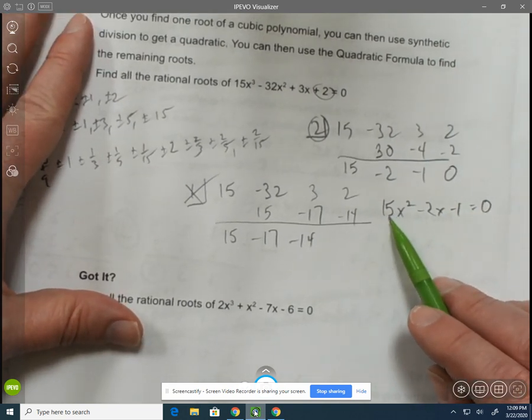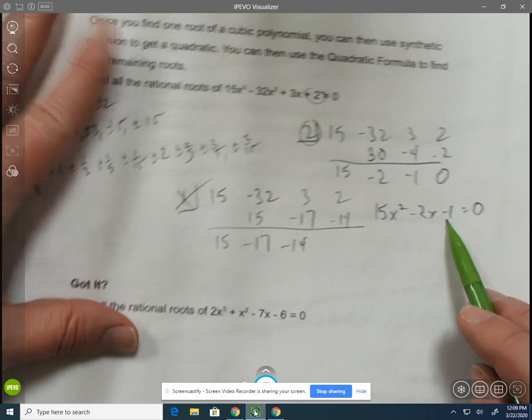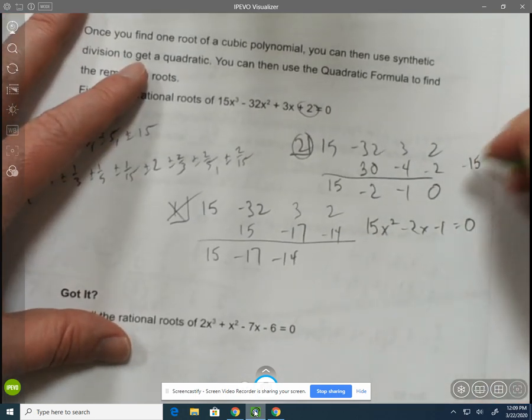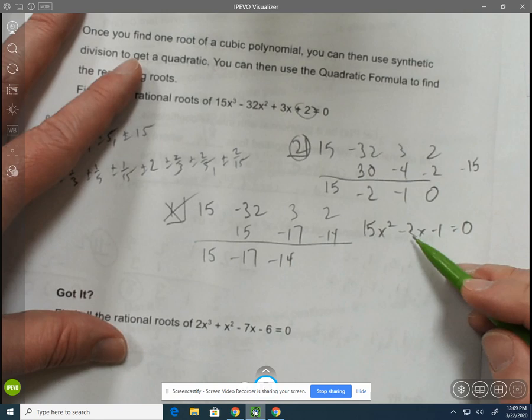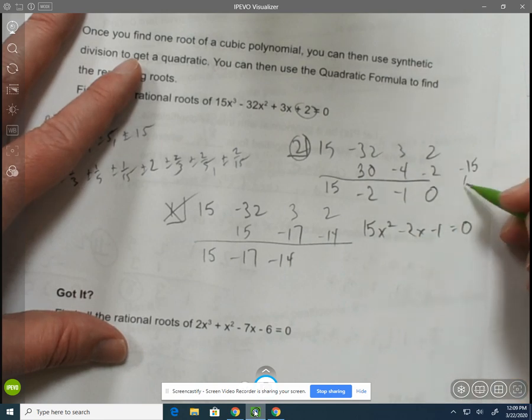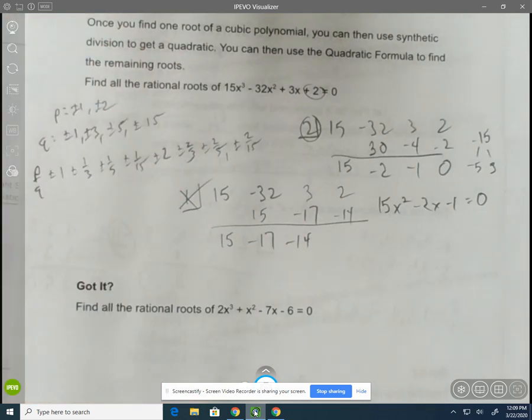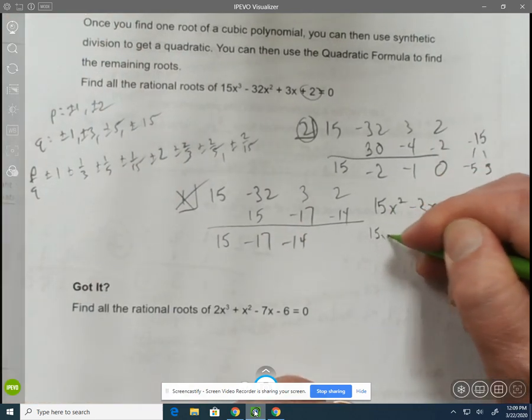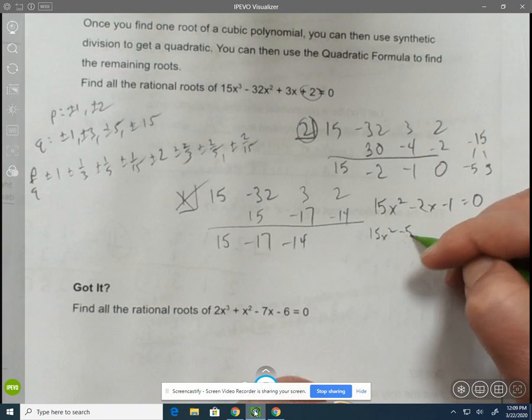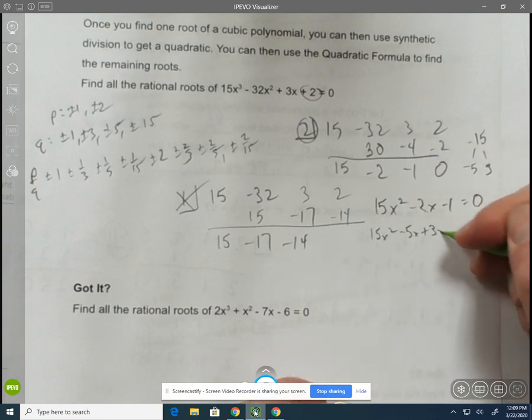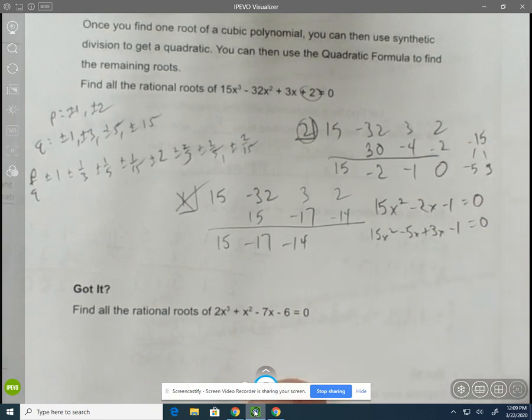It's got the number in front, so 15 times negative 1, that's negative 15. And are there any factors of negative 15 that add up to negative 2? Yeah, there are. Negative 5 and positive 3. Okay, so I'm going to factor this thing by grouping. 15x squared minus 5x plus 3x minus 1.